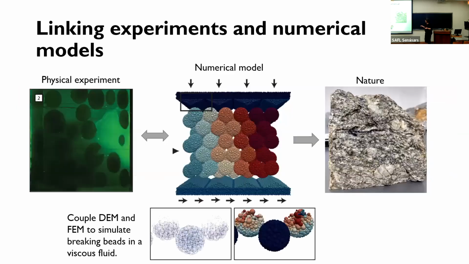Now, this might still be somewhat unsatisfactory for some folks, and this is another project that is currently ongoing, where we are in the process of developing numerical models that can combine the breaking of individual clasts within a fluid, so that we can extrapolate these things a little bit better to nature.